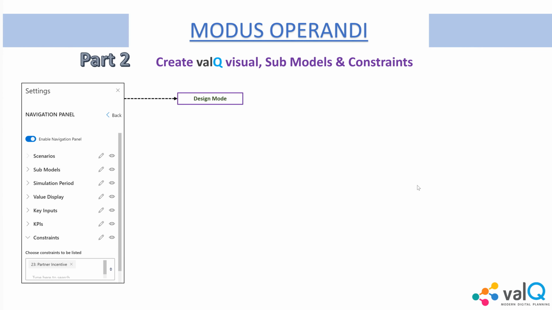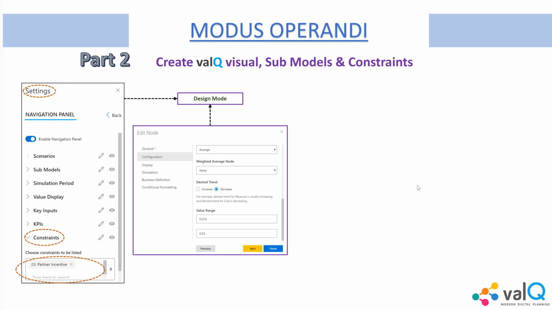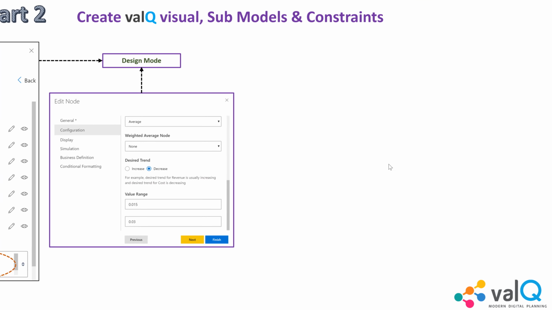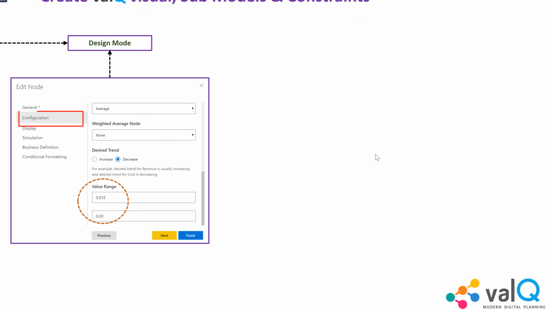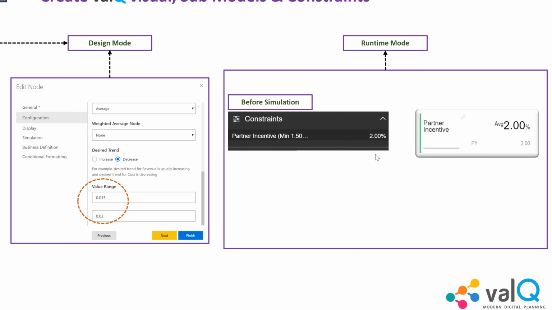We now talk about constraints, which is one of the important aspects of planning. Again, in design mode, we see it in settings, constraints, and then we can call in our constraints. Let's say partner incentive is one of our constraints. In the edit node option, under configuration, I can put in my value range, let's say 1.5% and 3%. So in runtime mode, before simulation, on the navigation panel, it will appear like this.